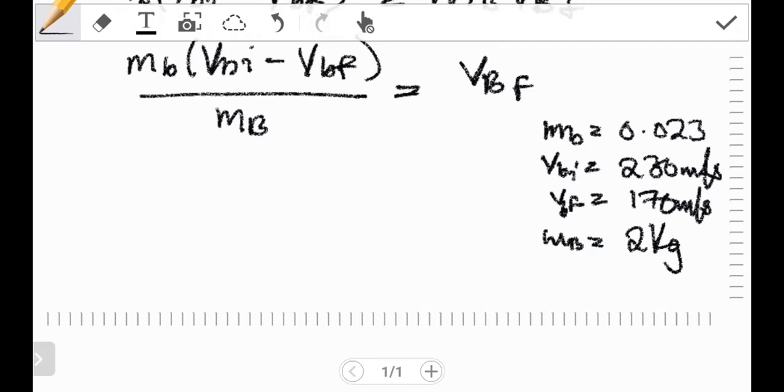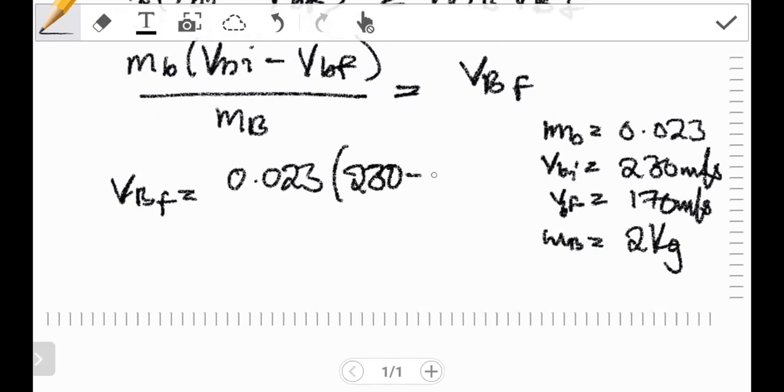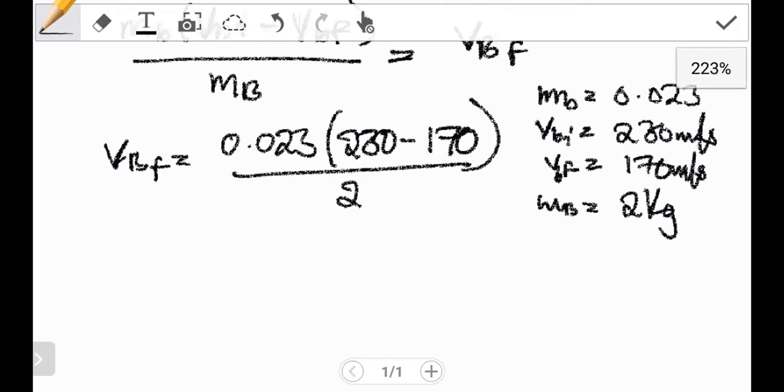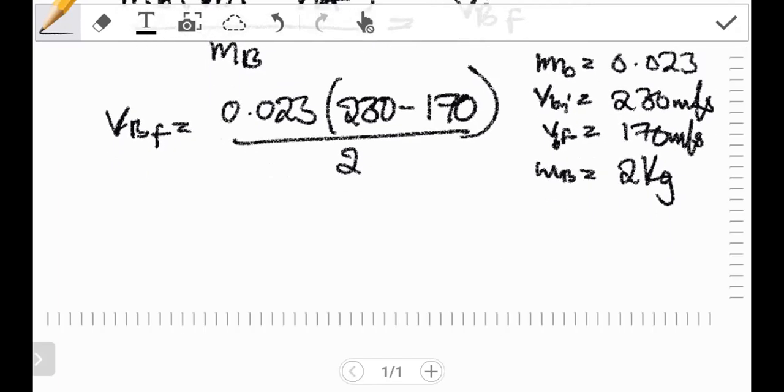So here I have the left-hand side and the right-hand side. I can just switch them. So V block final is equal to the mass of the bullet, 0.023, open bracket, the initial velocity of the bullet, 230, minus 170, close bracket. This must be divided by 2. Okay, so you can try out that calculation and see if it gives you what we expect.